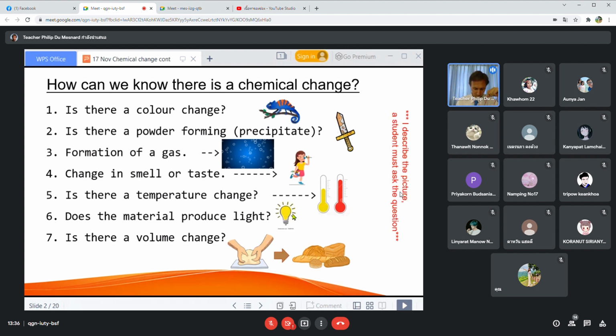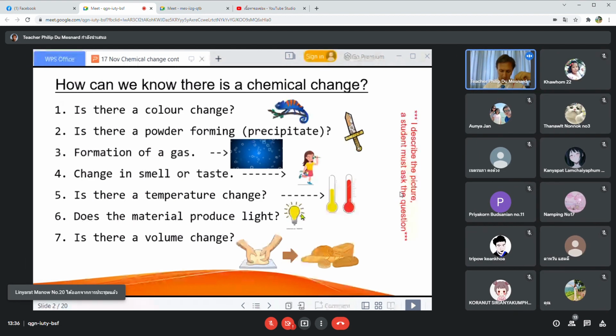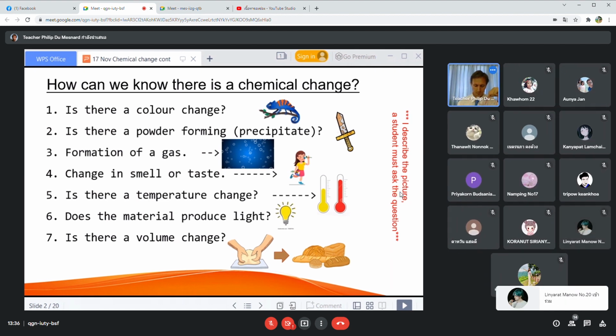Okay, let's do another student. Number 18, Ko Mai. Okay, I see bubbles. Bloop, bloop, bloop. Blue bubbles. What is the question? Formation of a gas. That's it. Formation of a gas. Very good. So, is there formation of a gas?